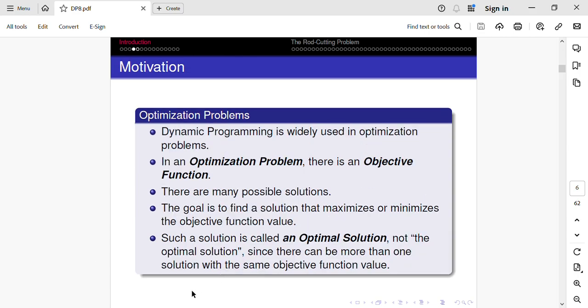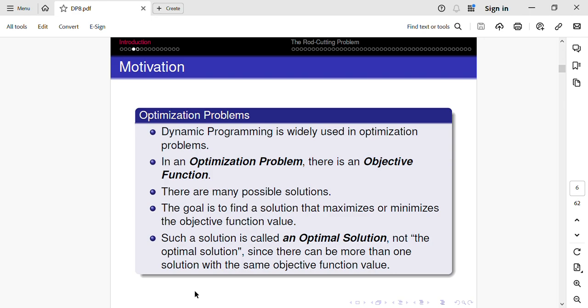So next I will describe why we should study the dynamic programming technique. There are certain types of problems called optimization problems. For those, dynamic programming is a widely used technique. Let me describe what an optimization problem is. In an optimization problem, there are many possible solutions and there is an objective function. The goal is to find a solution that maximizes or minimizes the objective function value.